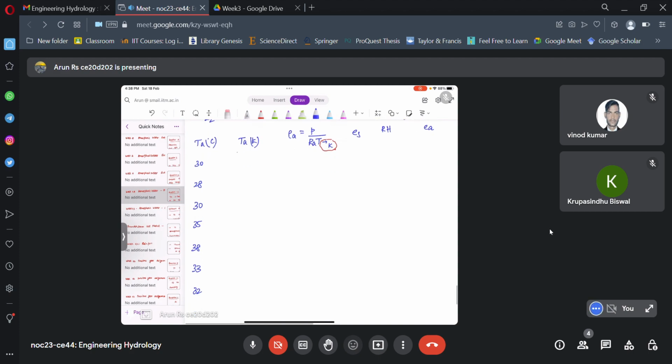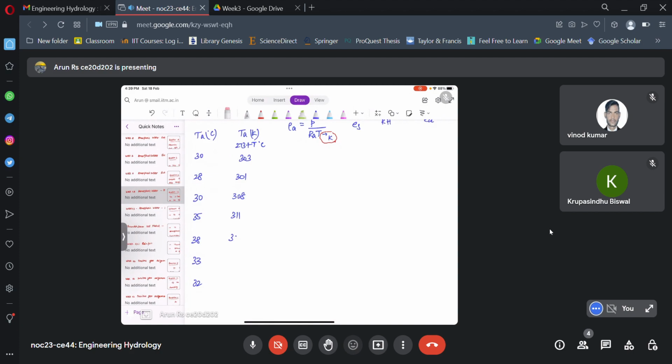Now this is 273 plus temperature in degree centigrade. So we can compute directly. This is 303, 301, 308, 311, so this is again 303, 308, 311, 306 and 305.